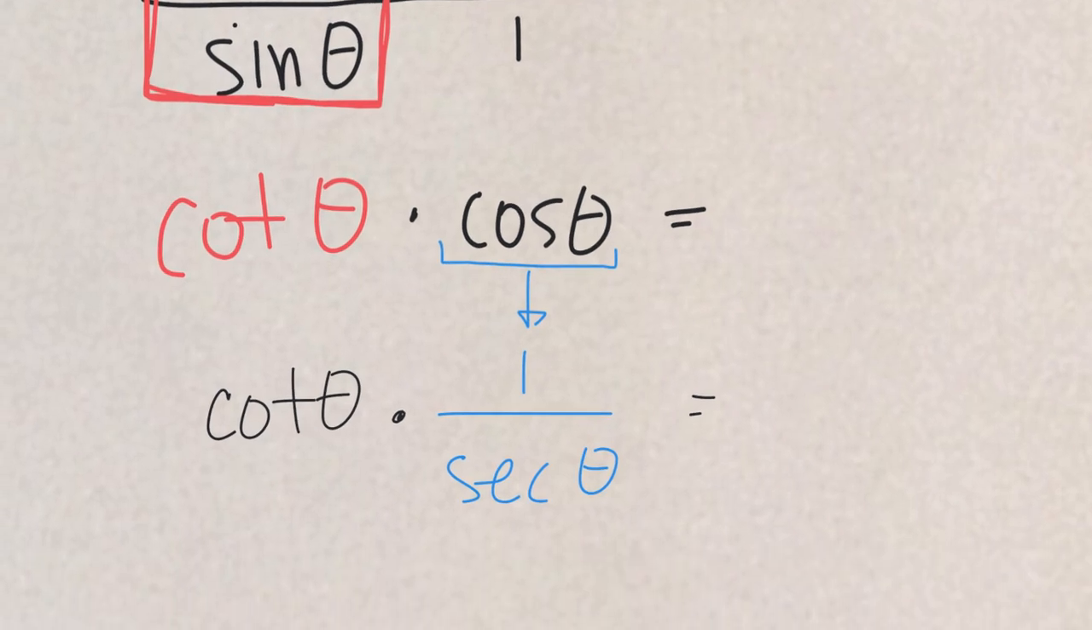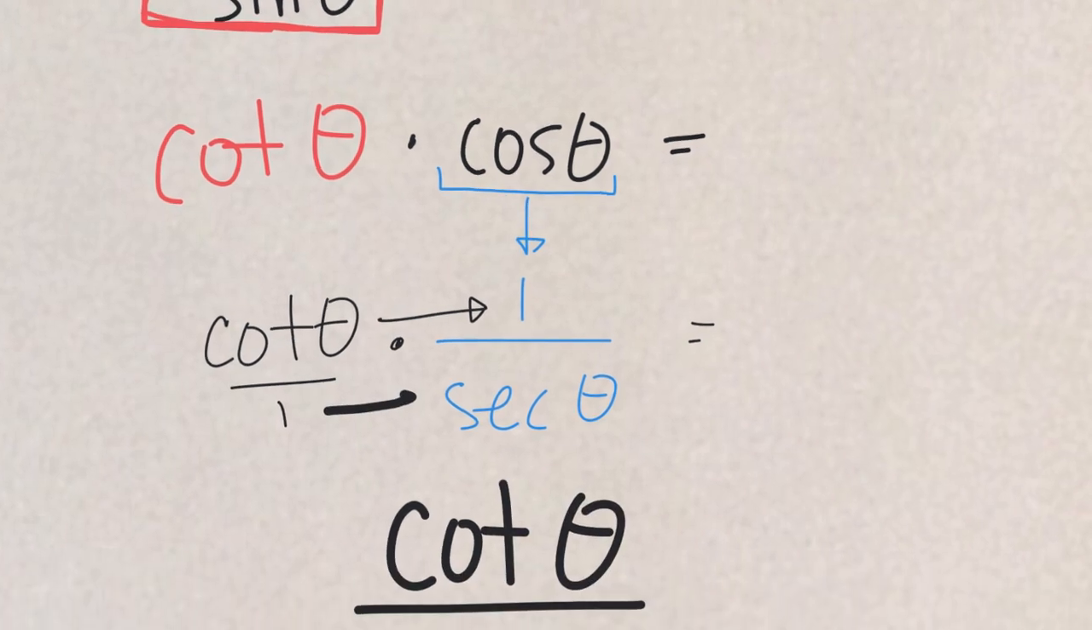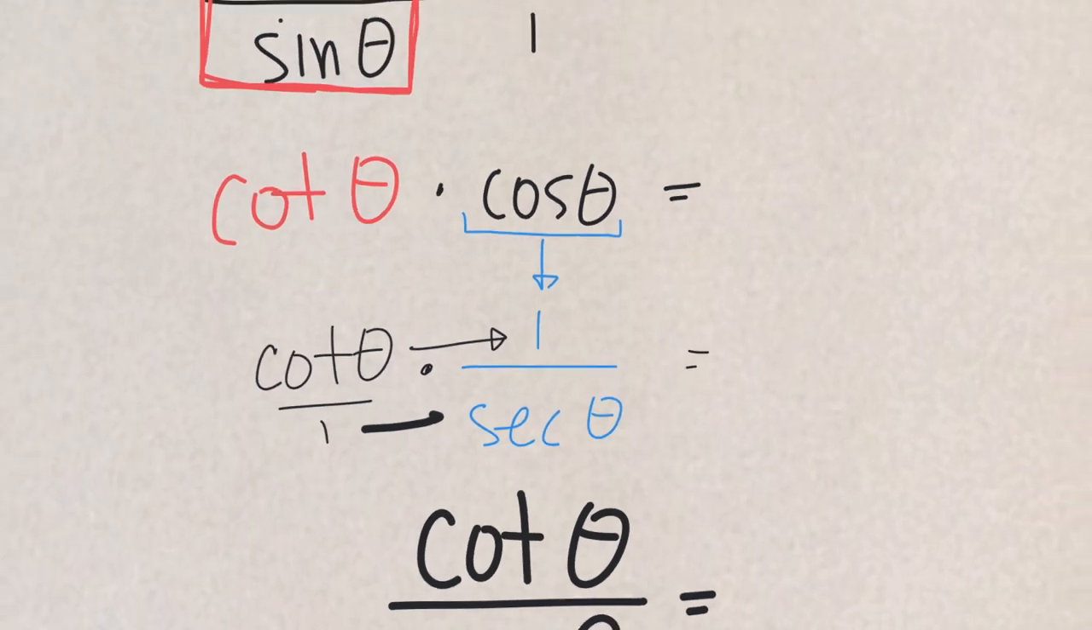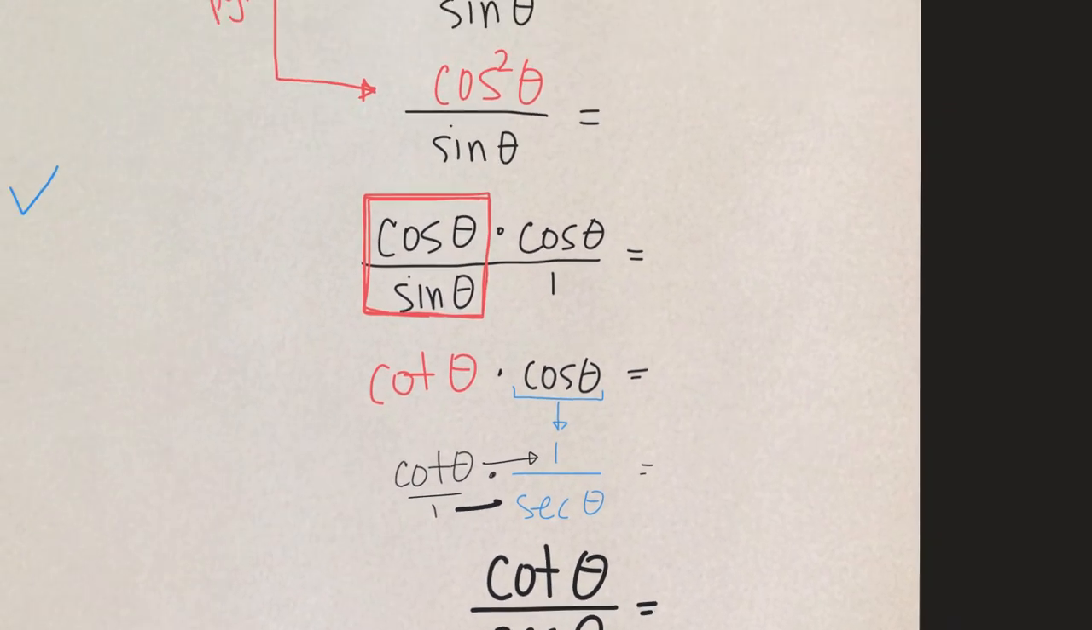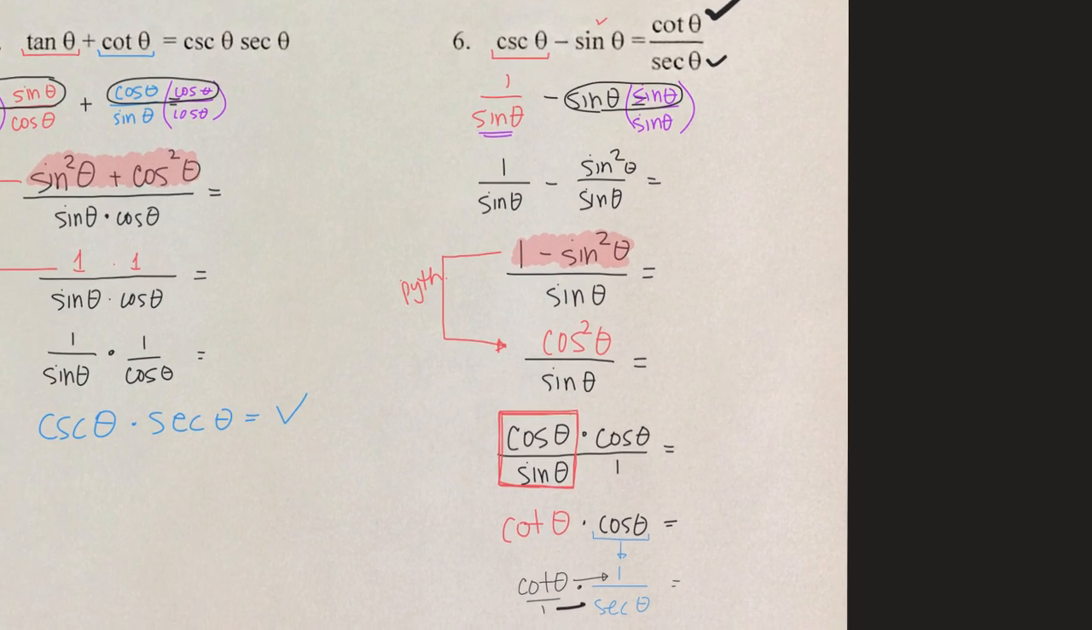And then I have, once again, fractional multiplication. If I do a non-fraction times a fraction, I put this over 1. Cotangent times 1 is just cotan. 1 times secant is just secant. And if we go back up to our beginning, well, that's exactly what we wanted it to be. Cotangent over secant. Check.